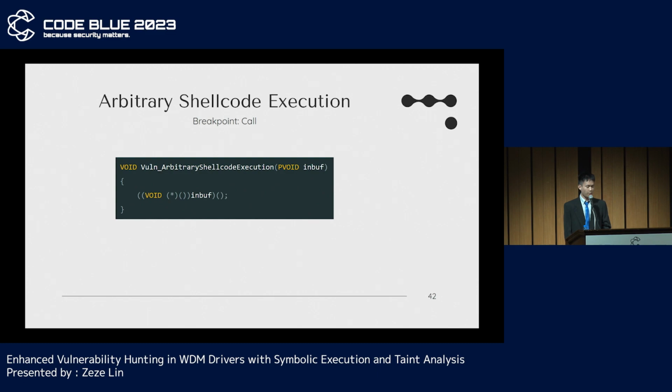The sixth type of vulnerability is arbitrary kernel code execution. IOCT-lens tracks the function pointer by setting a breakpoint on code operation. If the function pointer is controllable, it may lead to arbitrary kernel code execution because an attacker can hijack the instruction pointer.